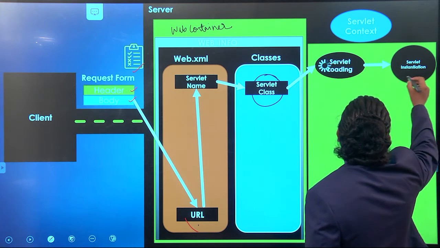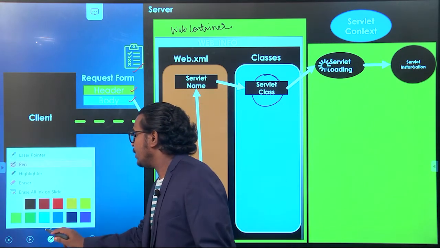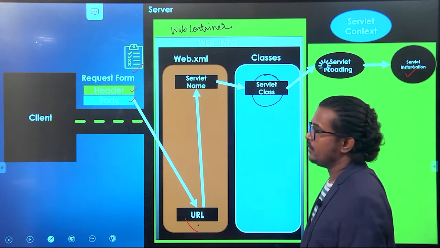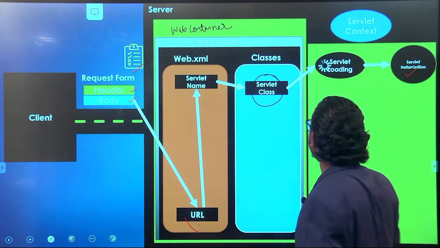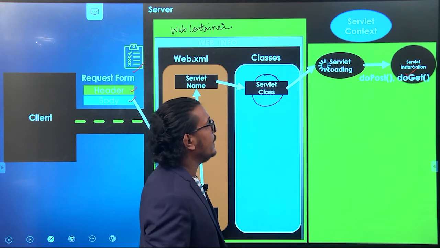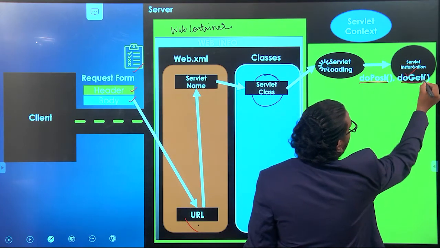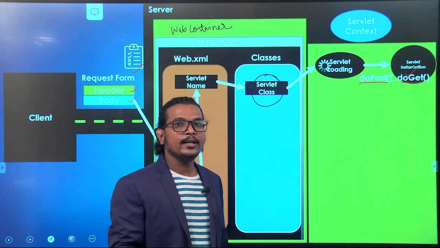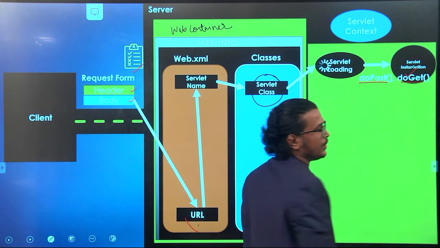now we are instantiating this particular servlet. In this particular servlet instantiation, there are different types of methods. The first one is the doPost method. The second one is the doGet method. Next we have the doDelete method, and so many methods are available in this servlet instantiation.